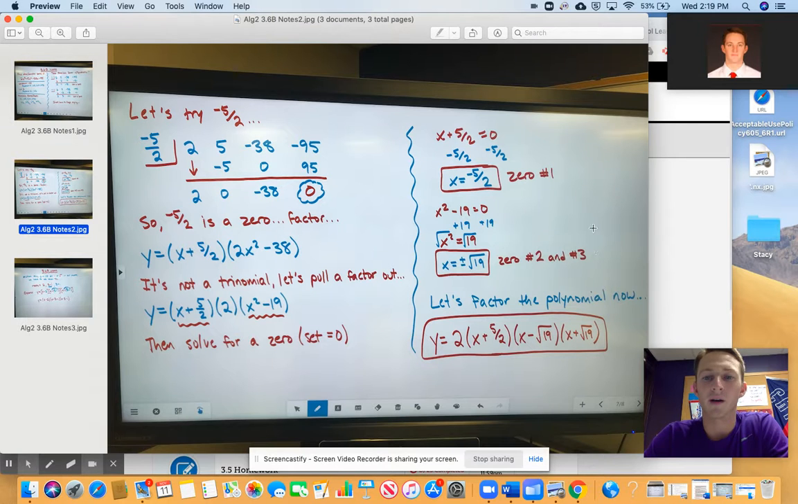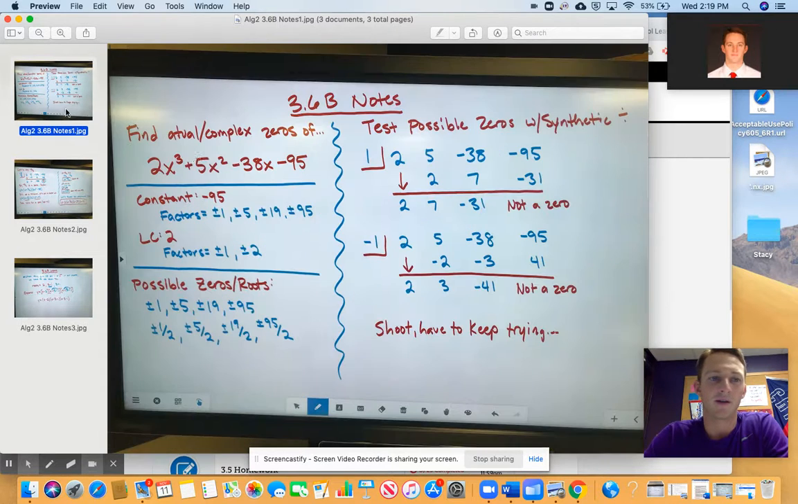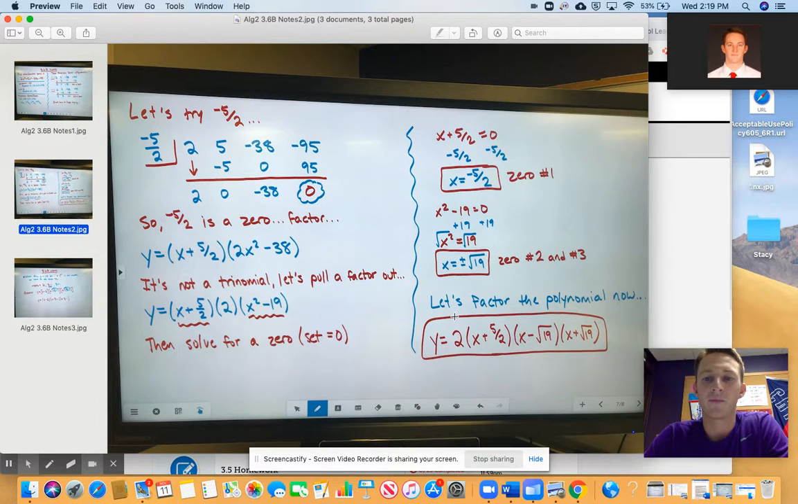We knew that we were going to have 3 zeros because our original equation had a cube. The highest power was a 3, so that means we're going to have 3 roots. And then in order to factor the whole polynomial, let's go back here. We factored out that 2, so let's put that right at the front. And then we had x plus 5 over 2, x plus 5 over 2. And then our other zeros were plus or minus the square root of 19.